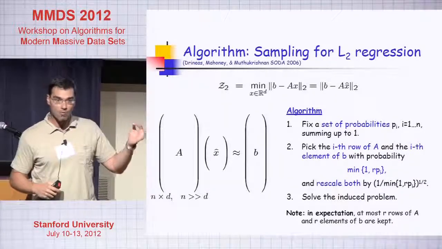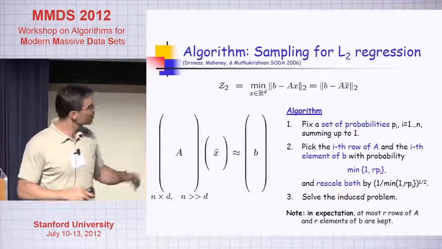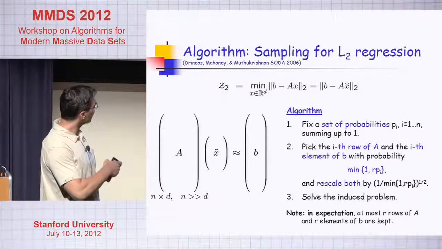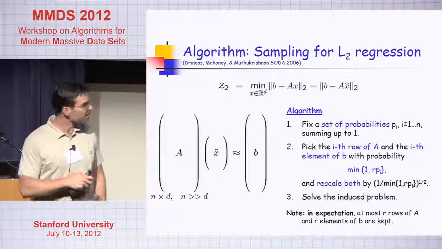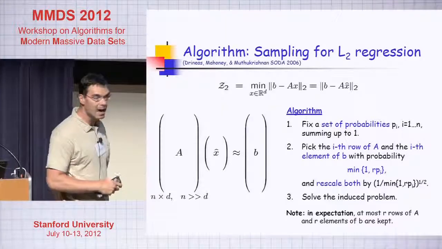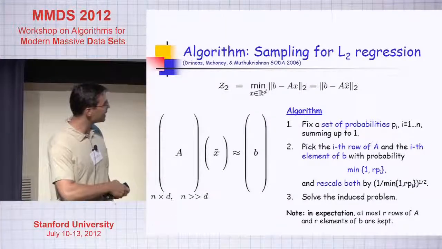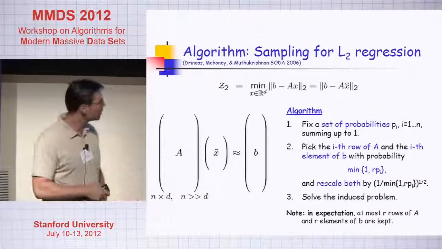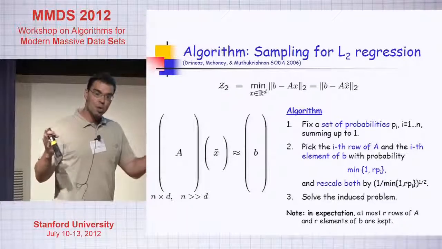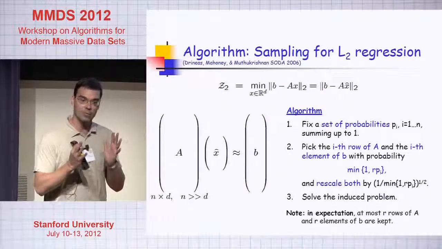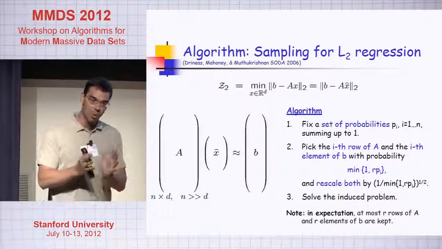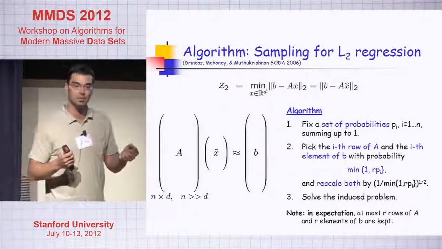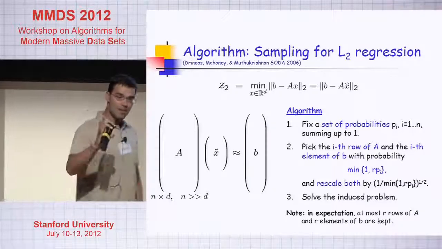For every row of A, I'm going to flip a coin, and if that particular row is associated with probability p_i, I'm going to keep the row with probability r times p_i. And this is just a technicality to make sure that this probability does not exceed 1. If it exceeds 1, just pick that row. And so I'm going to select a subset of rows. I'm going to form a smaller problem and solve that problem.